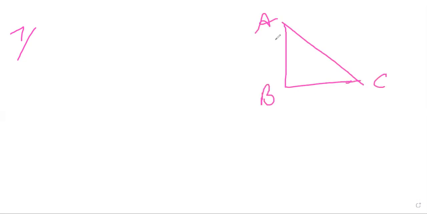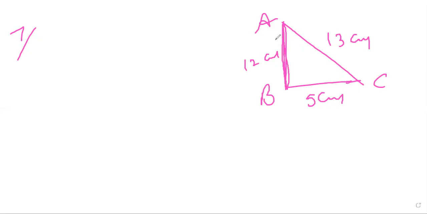Next question number 7: a right triangle ABC with sides 5 cm, 12 cm and 13 cm is revolved about the side 12 cm. Find the volume of the solid so obtained. Here we have given a right angle triangle ABC with given sides as 5 cm, 12 cm and 13 cm. Here 13 cm will be the hypotenuse. So now it is revolved about the side 12 centimeter.